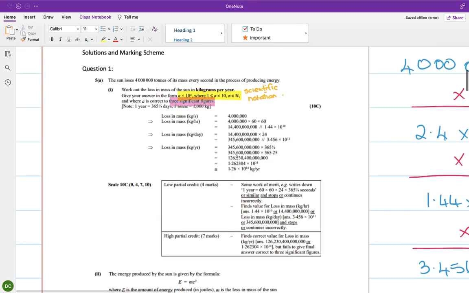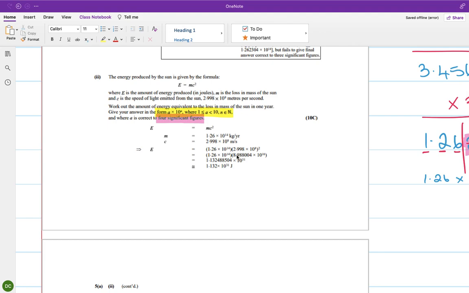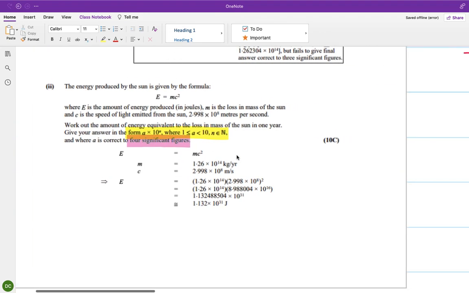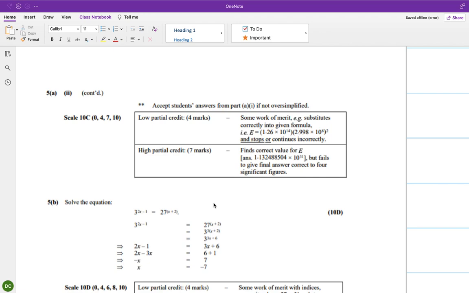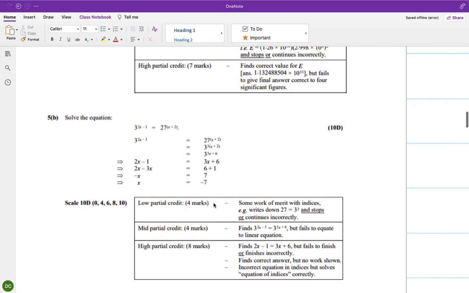I assume if the paper got the first part wrong, they got the second part wrong. Yeah, they still did their value for mass. That's fine. And I did mine, and then we both did the 2.998 squared, and they're getting the same thing, 1.132, but they're still out by a factor of 3. That's fine. So again, that's 10 marks, 4, 7, or 10 up for grabs.